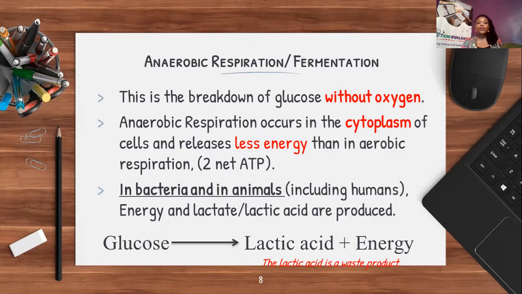All right. So in bacteria and in animals, including humans, energy and lactic acid are the products. So those are the things that are produced. And if you take a close look at the raw material, notice it's just glucose. There's no oxygen there. And the products, lactic acid and energy. So two things are made, the lactic acid and the energy. The energy is what they really want, right? Even though it's just a small amount, but it's enough to keep the cell alive.